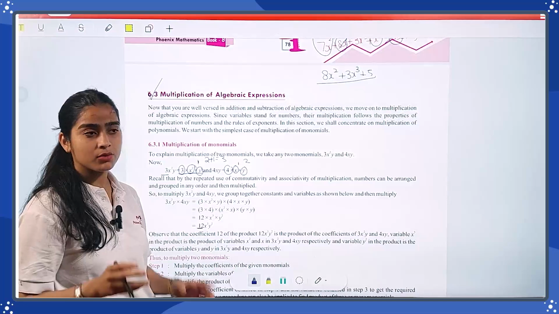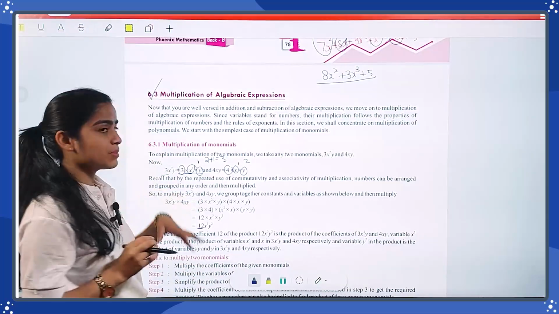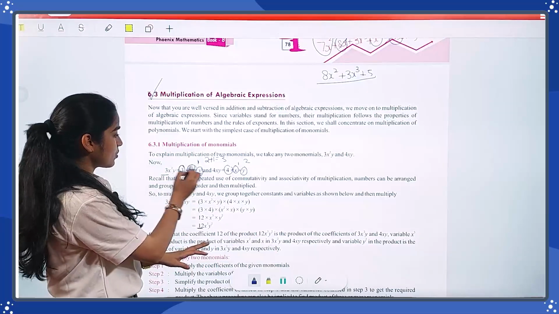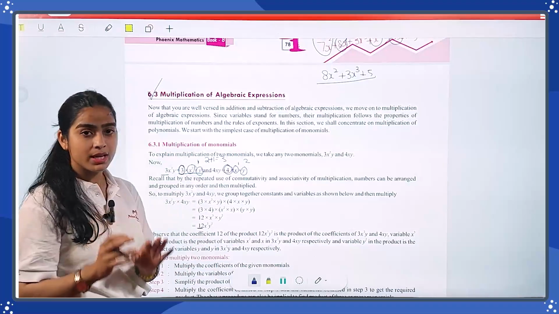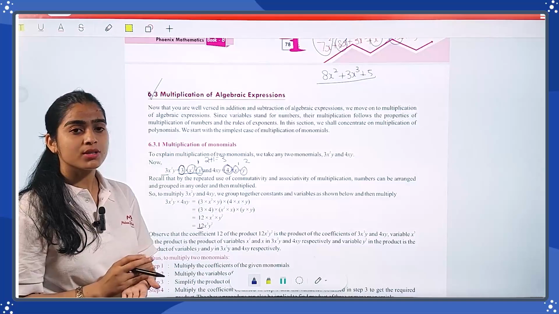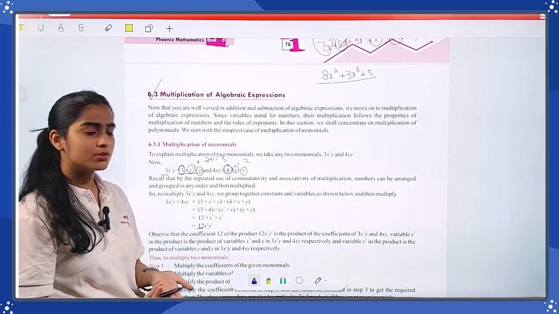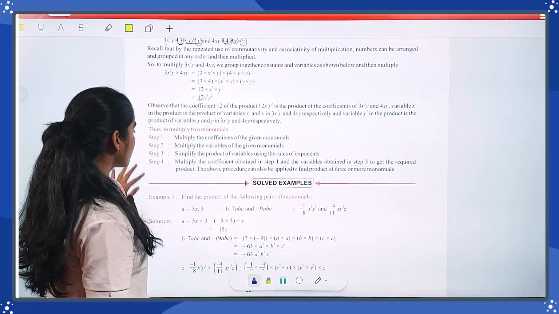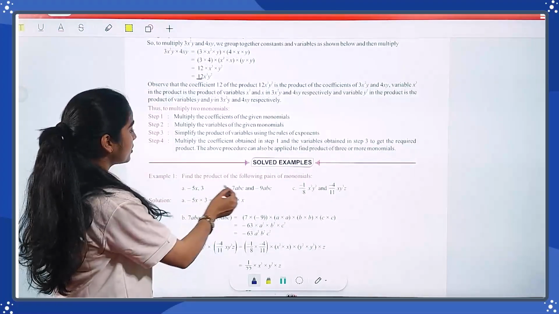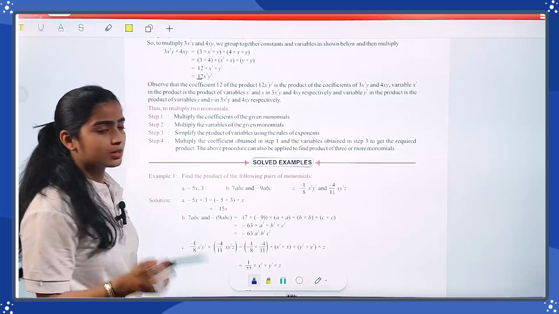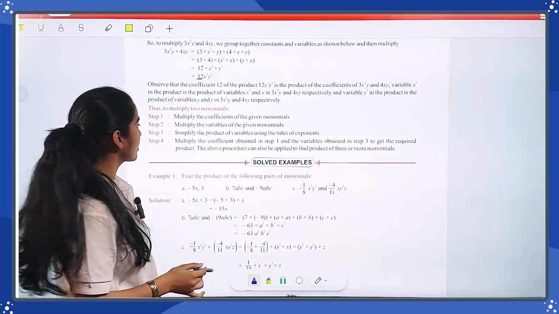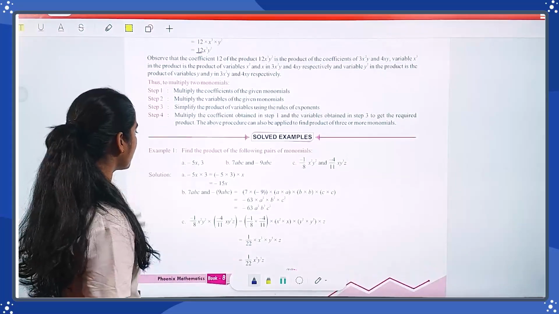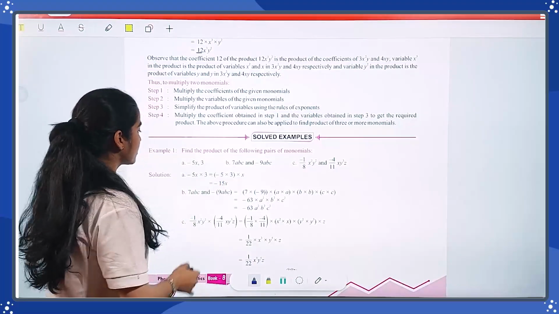In this, what you have to understand is that multiplication means repeated addition, right? So first solve your constants, and then for your variables, just add the powers of the variables you have and write their values. That's it. So this is how to multiply two monomials. When we are going to multiply two monomials together, I'll explain it with an example. Find the product of the following pairs.